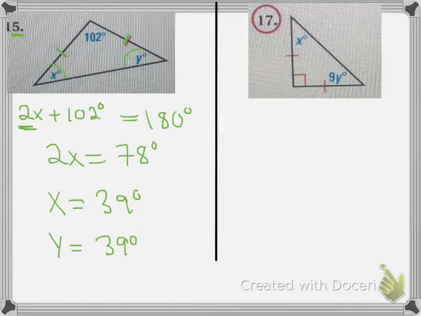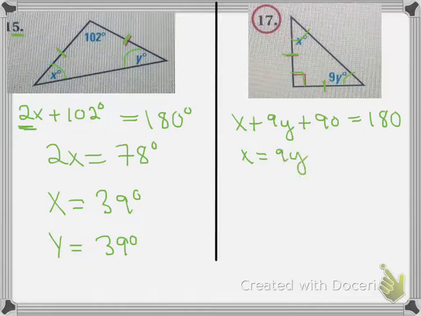Alright, so looking at 17. 17 is a little bit trickier. But let's start out with what we know right away. Well, we know that x plus 9y plus 90, right, because we have a 90 degree angle here, is equal to 180. We also know that, again, because we have two congruent sides, the angles opposite are congruent. So if that means this angle is congruent to this angle, we can say that x is equal to 9y.